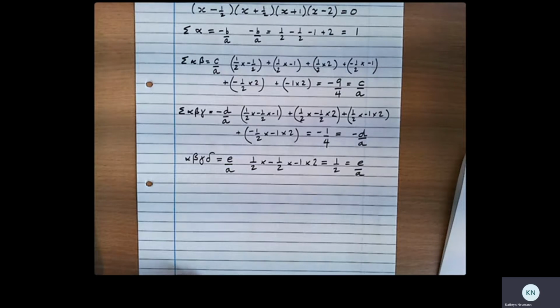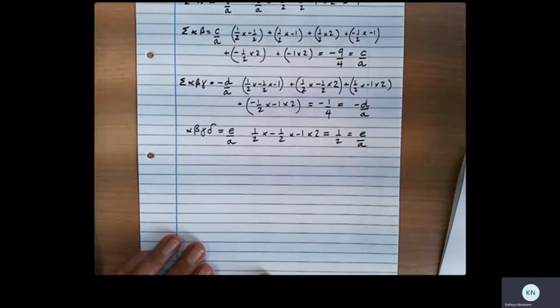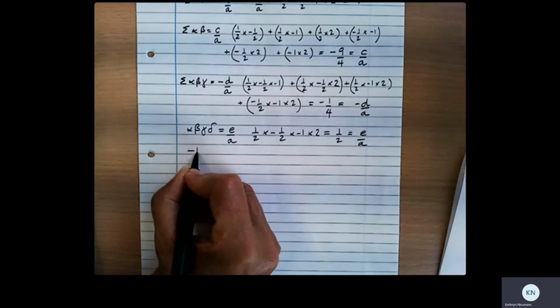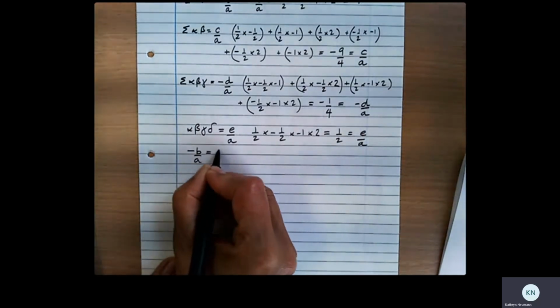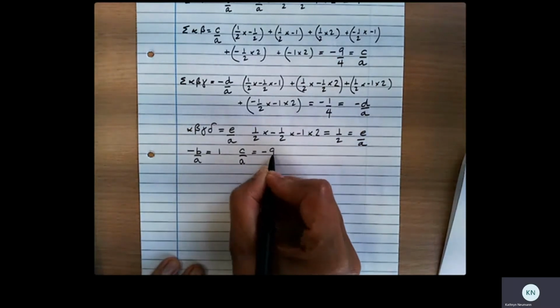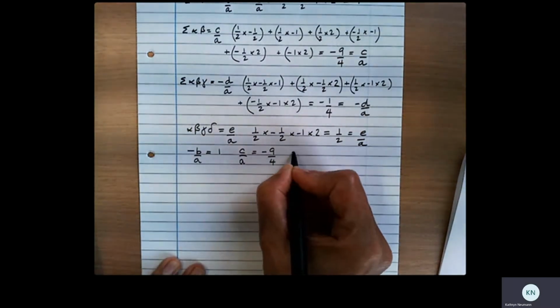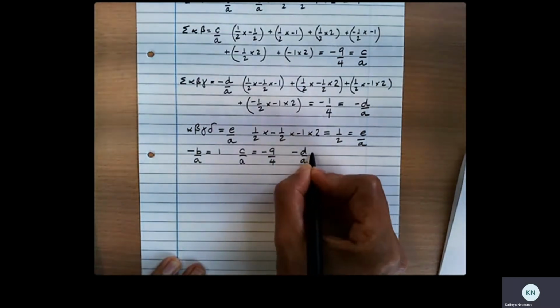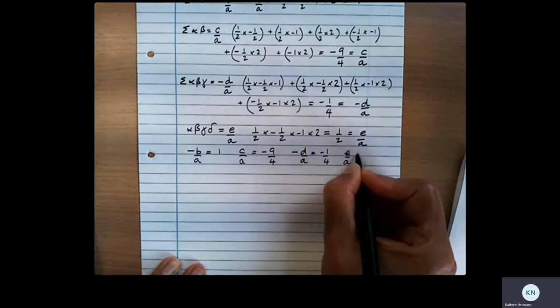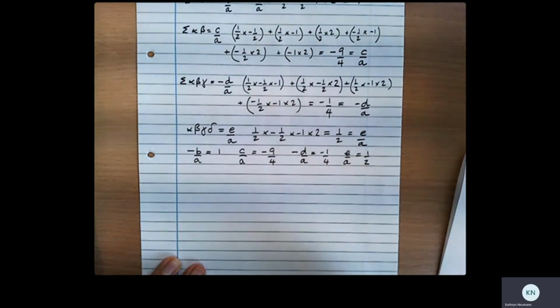So we've done quite a lot of work now, and it's a good idea at this point to summarize it. So we've got that minus b over a is equal to 1, that c over a is equal to minus 9 over 4, that minus d over a is equal to minus 1 over 4, and that e over a is equal to a half.